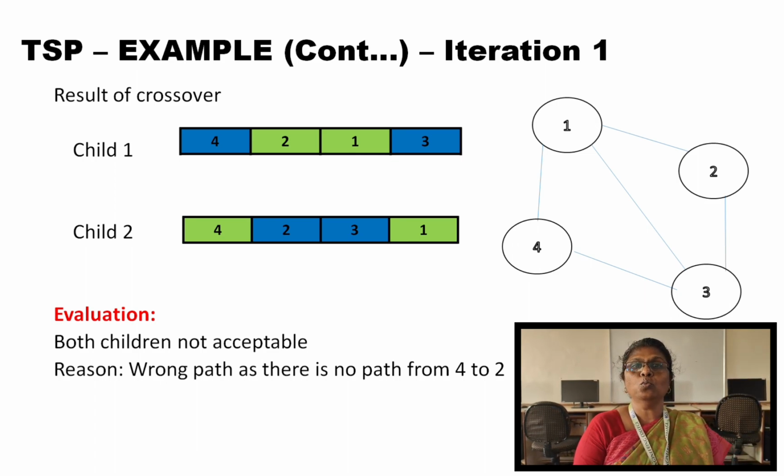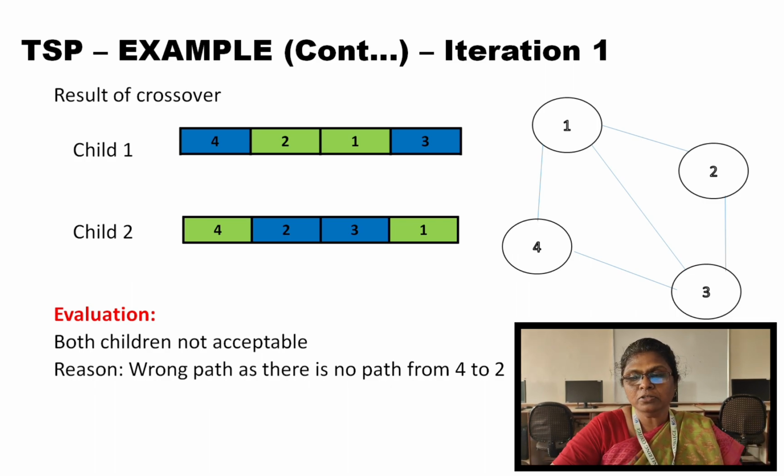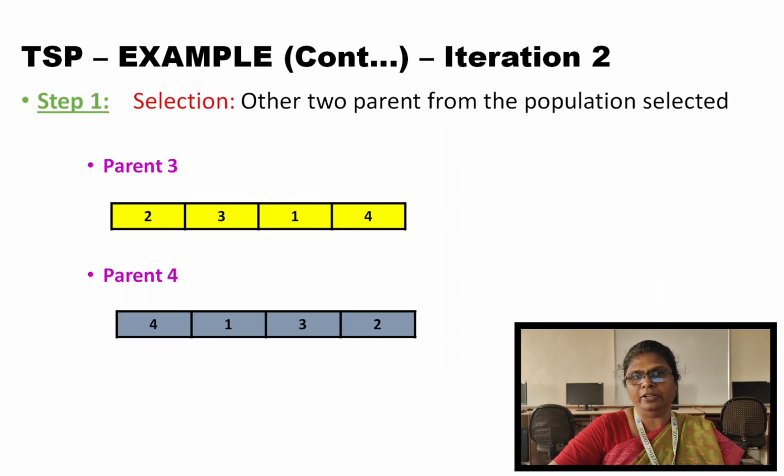So iteration 1 fails. The iteration is going to repeat again. We have to start from the beginning, since the derived child is not possible. So next, we are going to repeat the iteration.